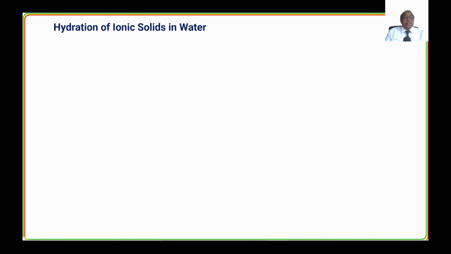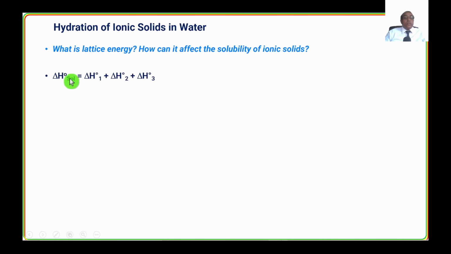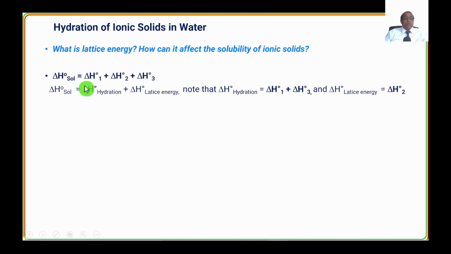Okay, now let's see the hydration of ionic compounds in water. The heat of solution is given by delta H1 plus delta H2 and delta H3. So delta H1 is associated with the solvent, delta H2 is associated with the solute, delta H3 is associated with the mixture, the solution. So this equation can be rewritten as follows. Enthalpy of solution for ionic compounds in water can be written as enthalpy of hydration plus enthalpy of lattice energy. So where does this hydration come from?